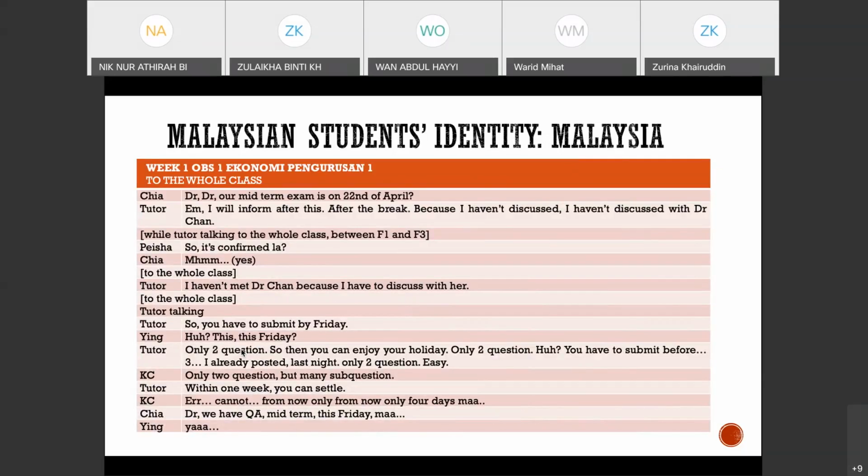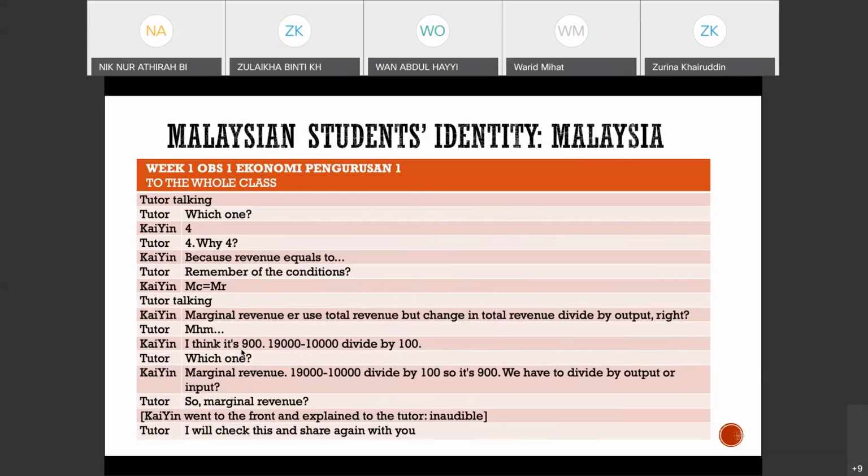All right, and this is also another example of a Malaysian student in Malaysia. Sorry, it's this one. So this is when I told you that Kayin actually told the tutor that the answer was wrong, okay? And then as you see at the bottom there, the tutor said, okay, I will check this again and I will share the answers with you, right?